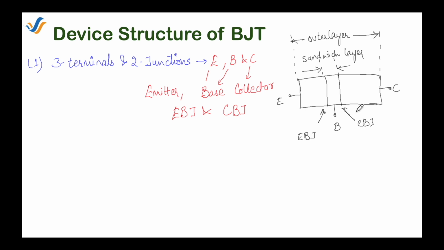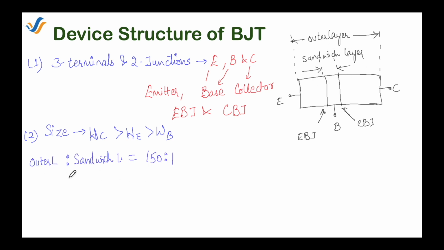So the next point is the size of the regions. The biggest region is the collector, then the emitter, and the thinnest region is the base. If we compare the outer layer and the sandwich layer region widths, then the ratio between the outer layer and the sandwich layer is 150:1. So this shows that the base is the thinnest region of the BJT.